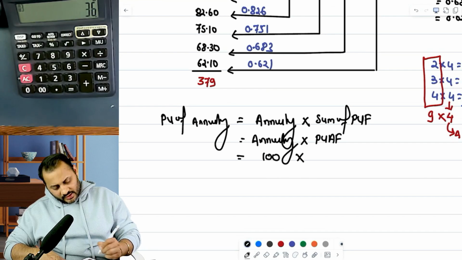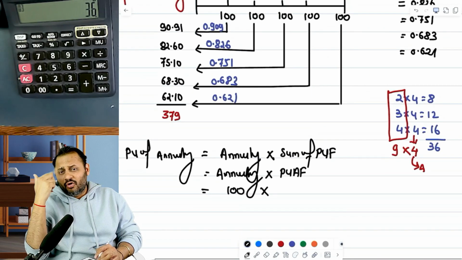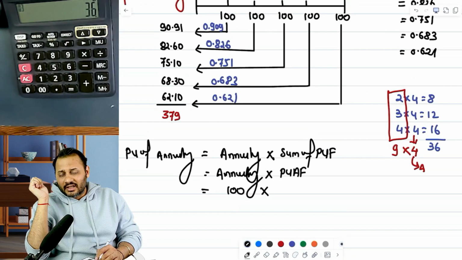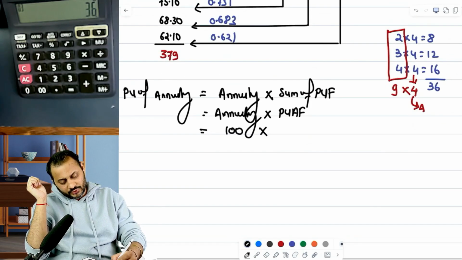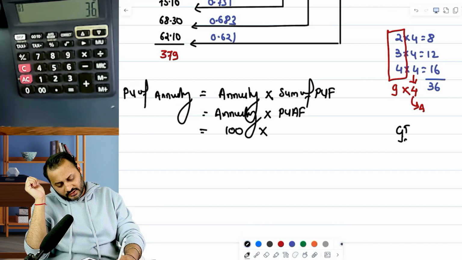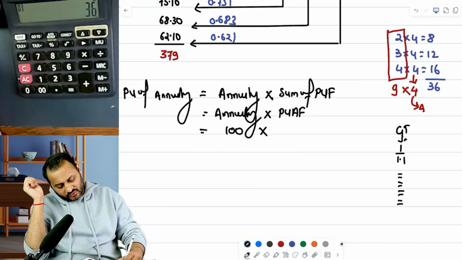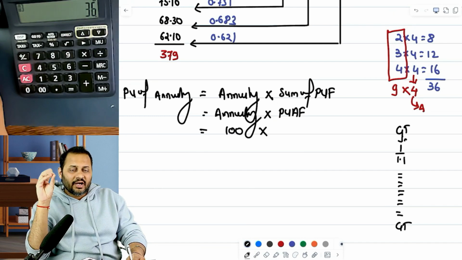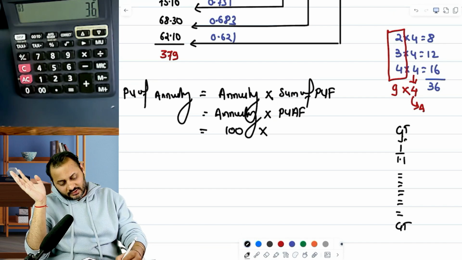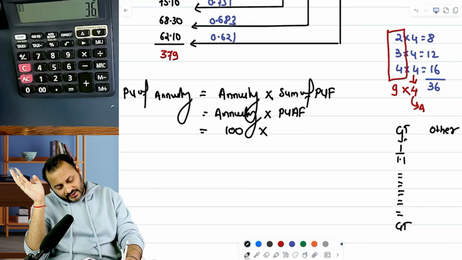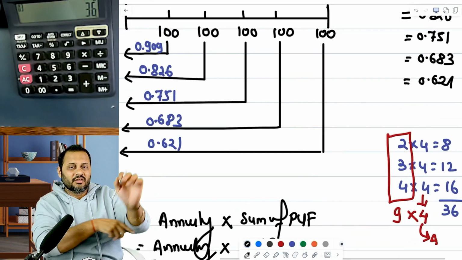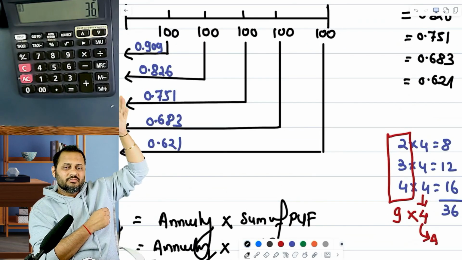Annuity is 100. And how do you calculate the total of all those 5 figures on the calculator? I don't have the GT calculator, but I will just show you. If you have the GT calculator, what you can do is 1 divided by 1.1 equals, equals, equals, equals, 5 times, and then press GT, you will get the value 3.791 something. But in another calculator like mine, I will have to add every figure. That is a little cumbersome task. Not cumbersome, but an extra step.